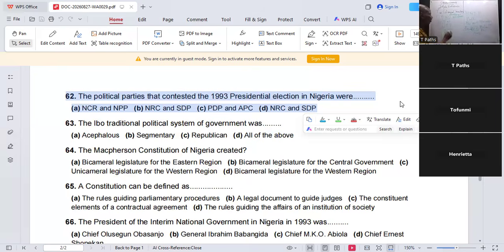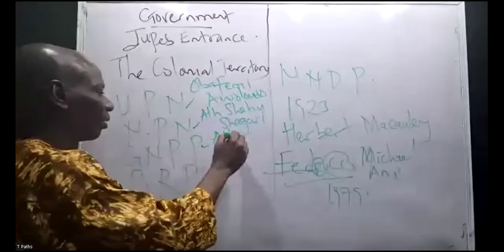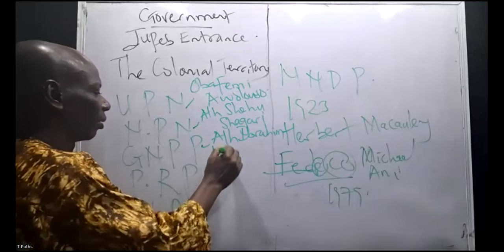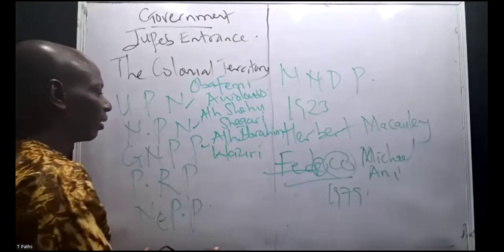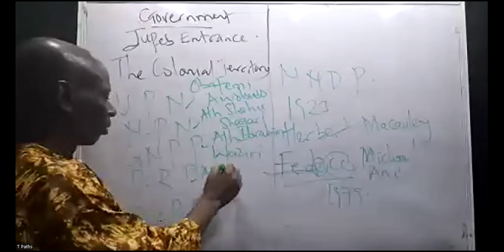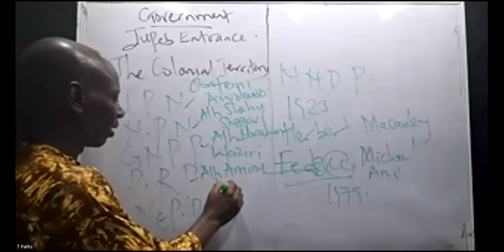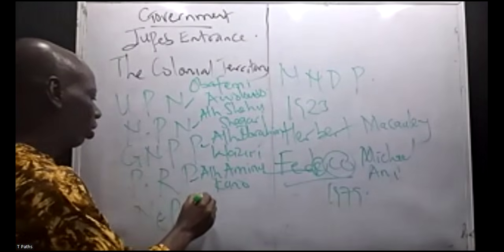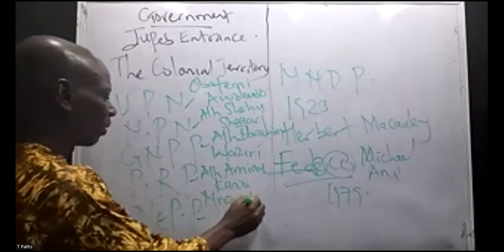NPN, National Party of Nigeria. Alhaji Shehu Shagari was the presidential candidate of the party. We have GNPP, Great Nigerian People's Party. Alhaji Ibrahim Wasiri was the candidate of the party. We have PRP, People's Redemption Party. Alhaji Aminu Kano was the flag bearer. The last one, NPP, Nigerian People's Party. Late Dr. Nnamdi Azikiwe was the candidate of the party.